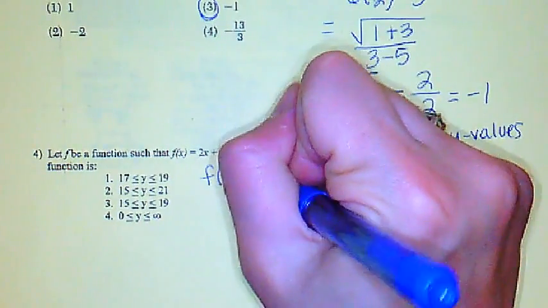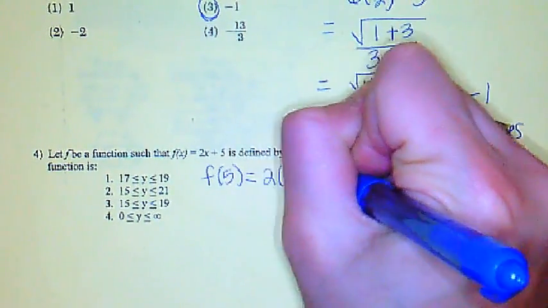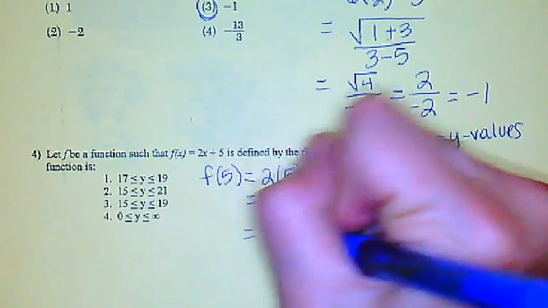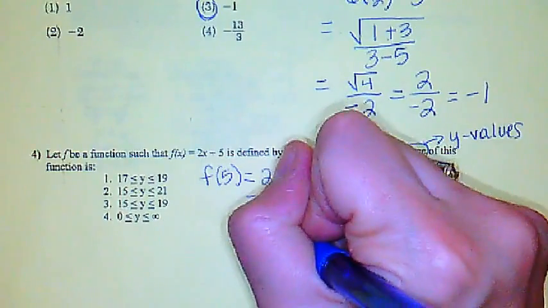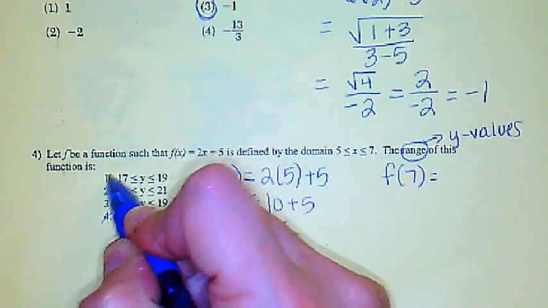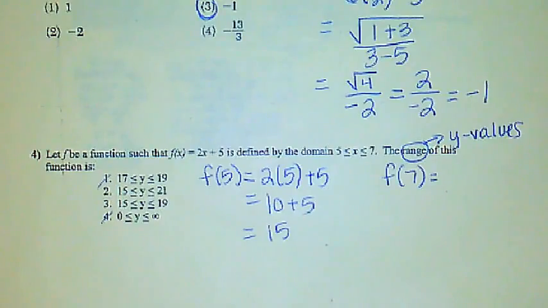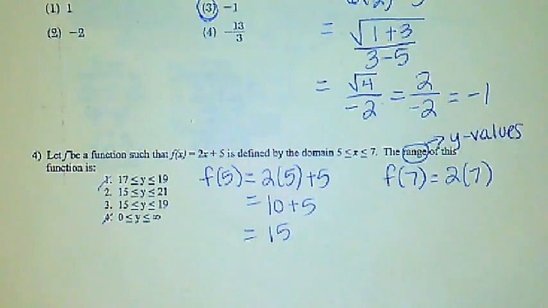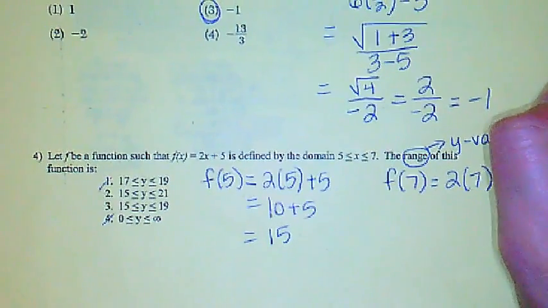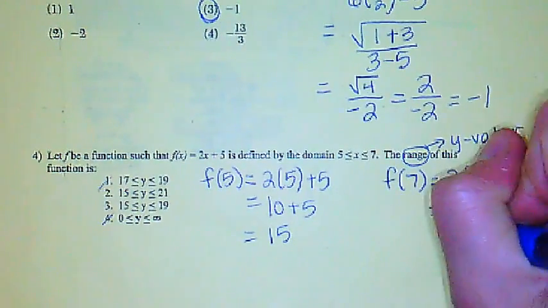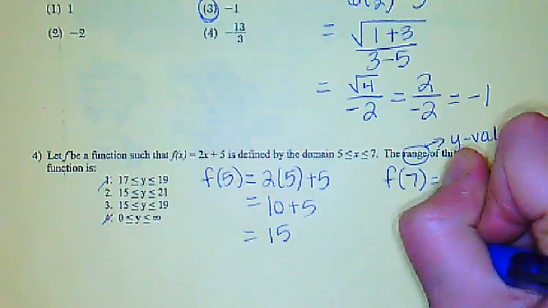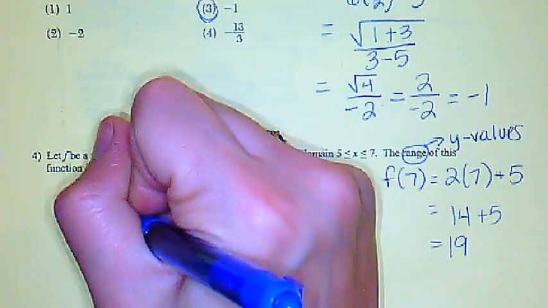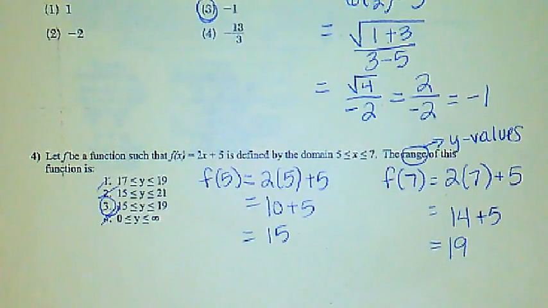Okay, so 2 times 5 plus 5, so 10 plus 5. So the function at 5 would be 15. So I'm going to cross both of these off. And then for this one, we're going to do 2 times 7 plus 5. So I get 14 plus 5, which is 19. So my numbers are 15 and 19. Those are my boundaries. Okay. So that would be your answer.